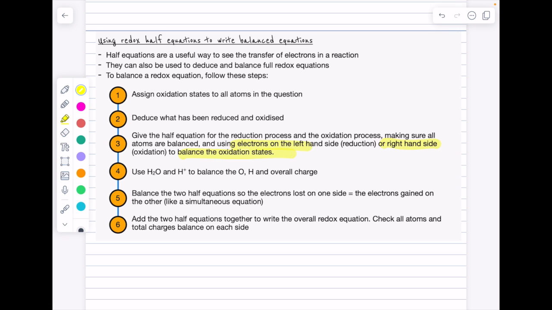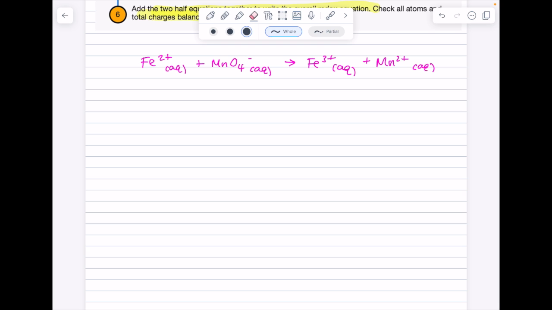Step 4, we're going to add waters and protons, H+ ions, to balance the O, the H and the overall charge. Then we're going to balance the two half equations, so the electrons lost on one side equals the electrons gained on the other side, a little like a simultaneous equation. And then finally, we're going to add the two half equations together to write the overall redox equation. Let's put this all into practice now by attempting the following question.